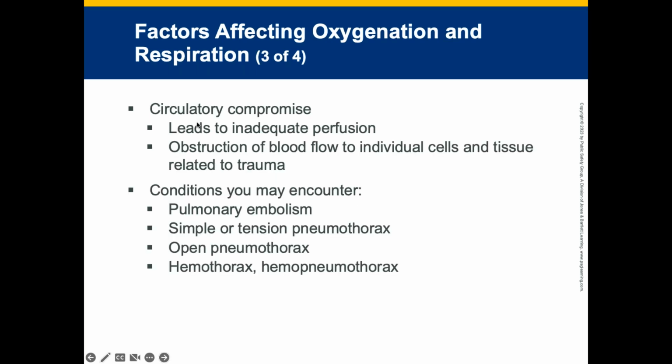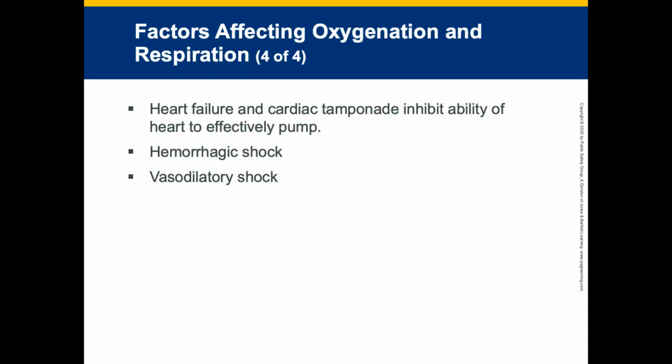Circulatory compromise can also affect this as well, which leads to inadequate perfusion, obstruction of blood flow to the individual cells and tissues related to trauma. Other conditions you may encounter are a pulmonary embolus, a simple or tension pneumothorax, an open pneumothorax, a hemothorax, or a hemopneumothorax. So blood in the lung or blood with a collapsed lung. Heart failure and cardiac tamponade will also inhibit the ability of the heart to effectively pump.